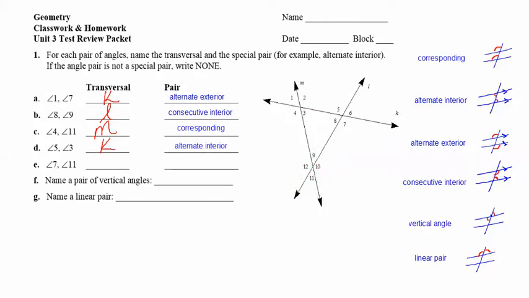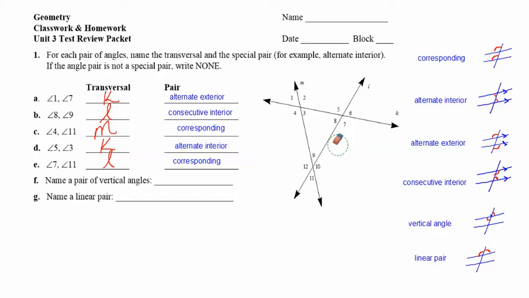Lastly, we have angle 7 right here and angle 11 down here. So I'm not using this part of the drawing. And they look to me that if I stand at the center of each intersection, they're both on the right bottom of the intersection. See, on the right bottom. So I would call angle 7 and angle 11 corresponding angles. And the transversal, forgot to write that first, is line L.